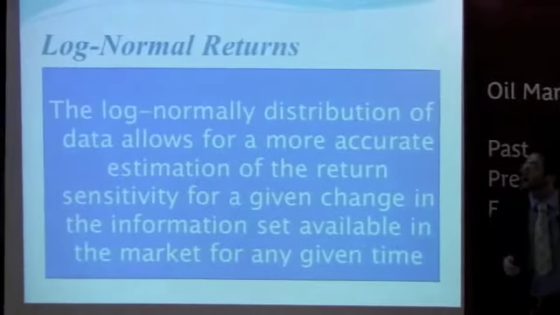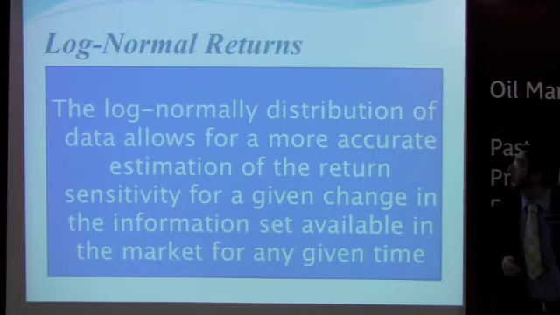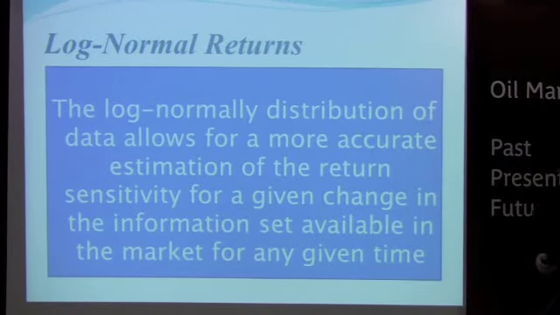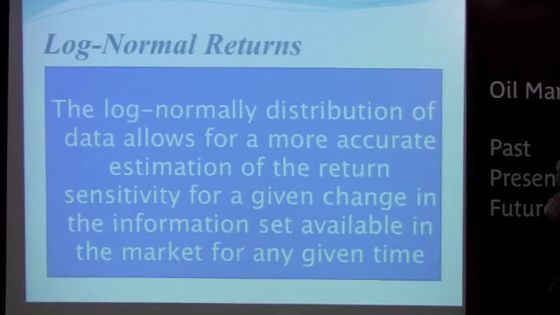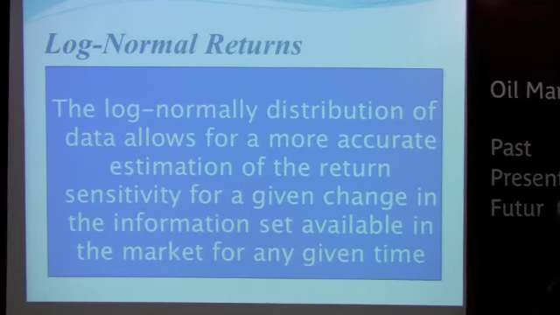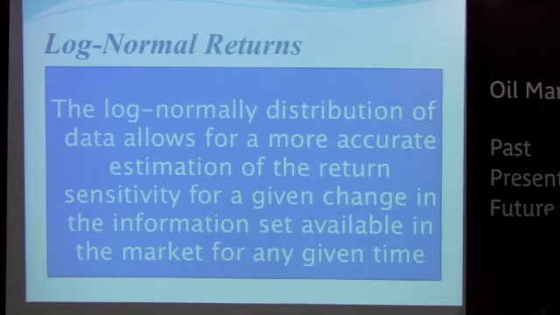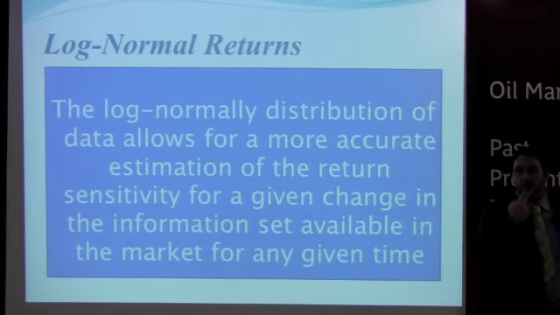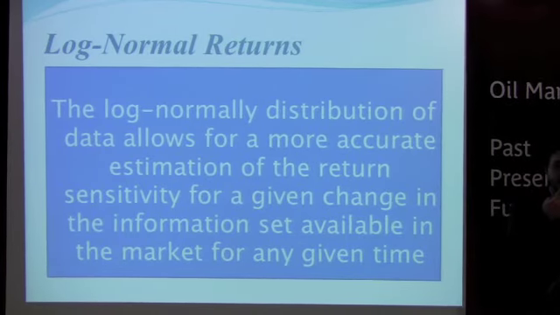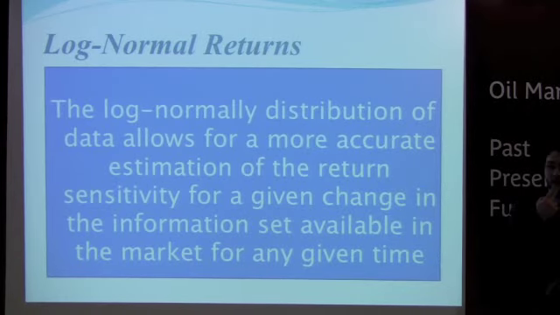So I was saying log normal returns. The log normal distribution of data allows for a more accurate estimation of the return sensitivity for a given change in the information set available in the market at any given time. It means what? Any guess? You look confused again.